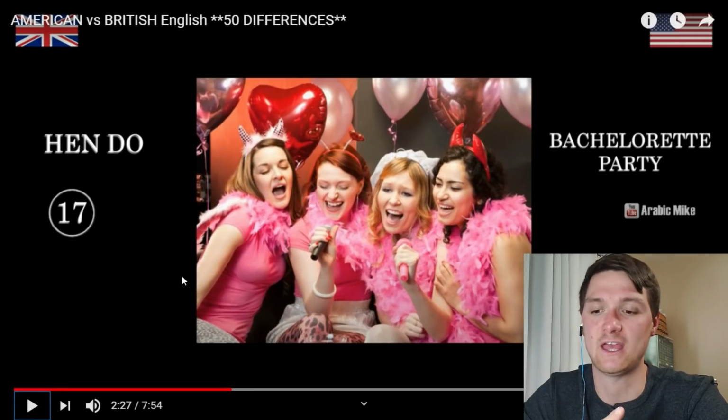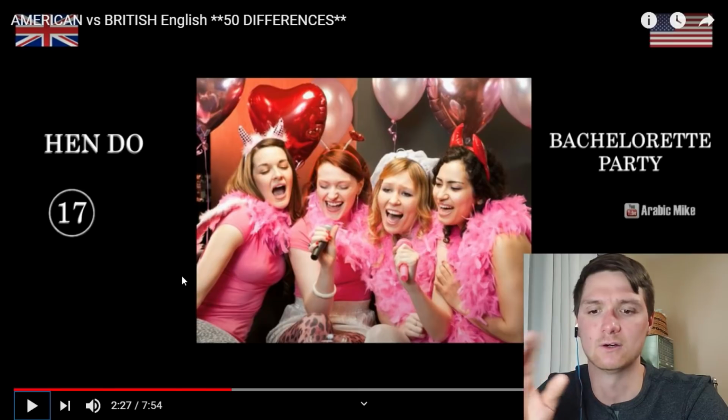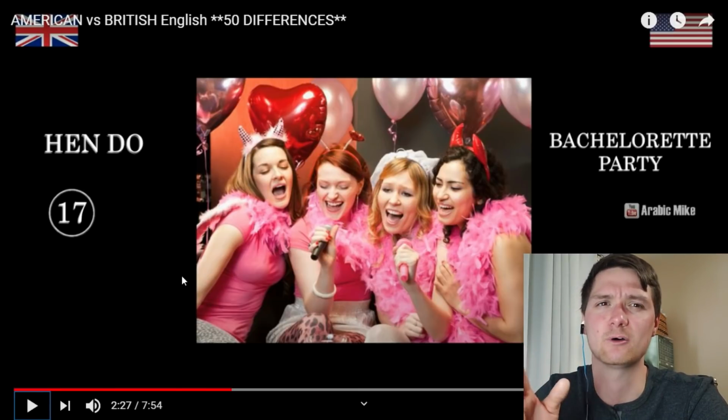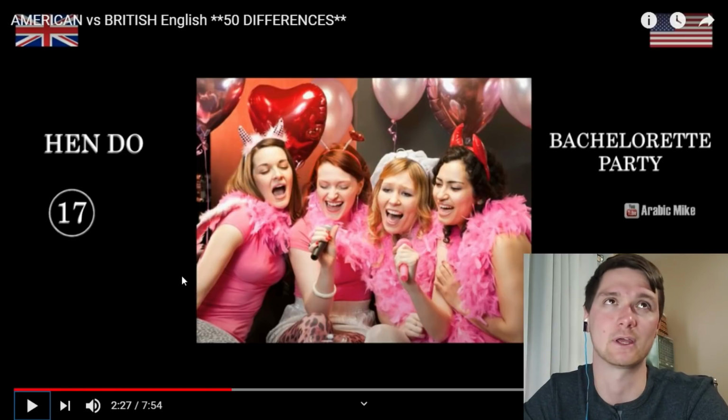So I get the stag and the hen. Stag kind of male, hen, female. But I don't understand the do part. Like, female do? I don't get it.